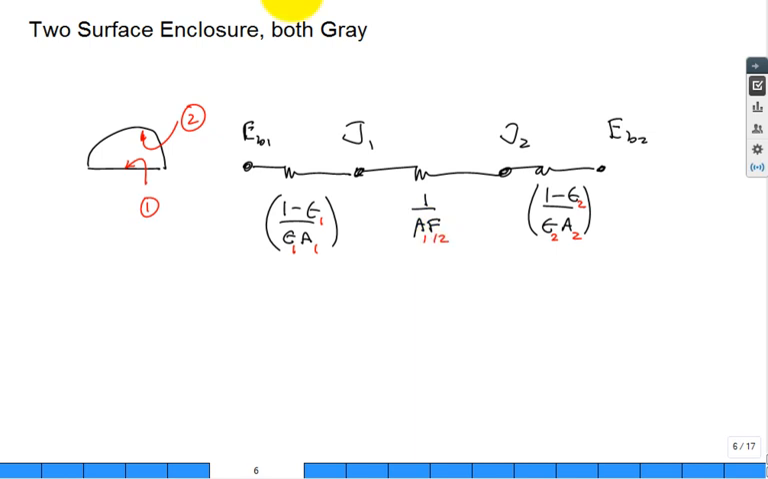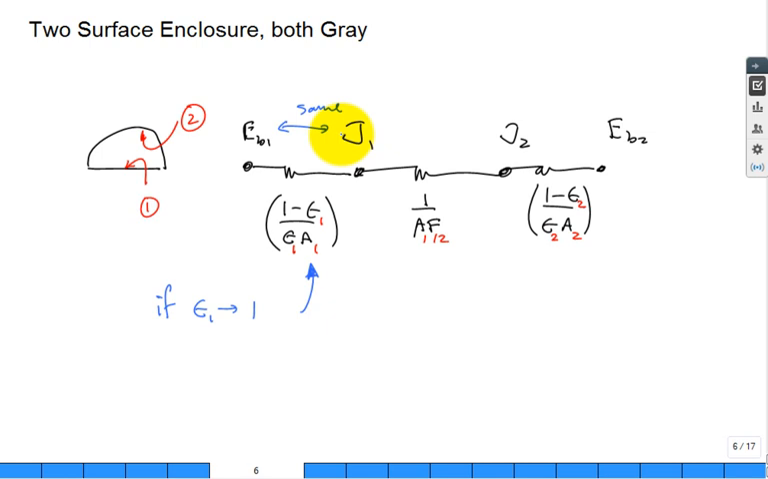I think we did this last time. What happens if surface 2 becomes black? The emissivity is 1 for surface 2. What happens to this resistor? This resistor goes to 0. Okay, so because the resistor doesn't go to infinity, it goes to 0, these become the same when the emissivity is 1. So you would just get rid of the J1. It's just EB1. You don't need a separate node there. 2 nodes just collapse to 1 node. All right.